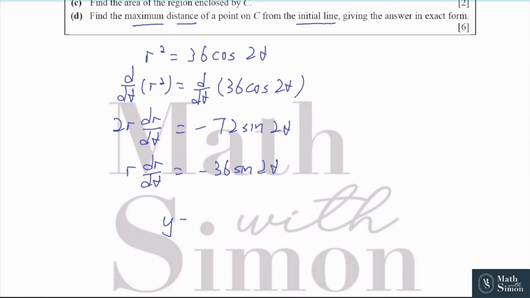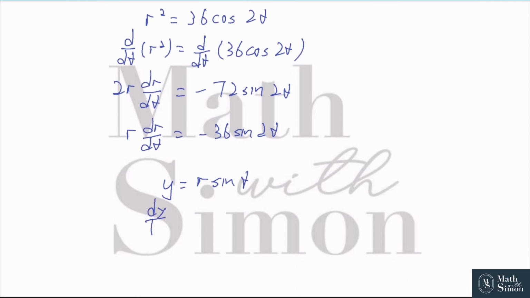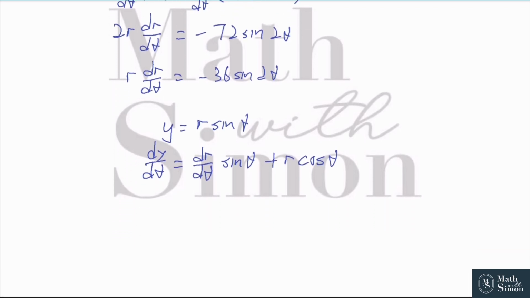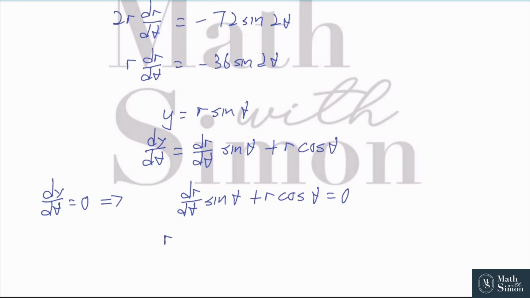Now we can start looking at the y. Y is r sine theta. So again, we differentiate that with respect to theta right away. The r, when we differentiate, we get dr d theta, keep the sine theta, product rule, plus r, we differentiate the sine, that's where we get a cos theta there. Now, we can let dy d theta be 0, so that we get dr d theta sine theta plus r cos theta equals 0. Trick is to multiply by r here.